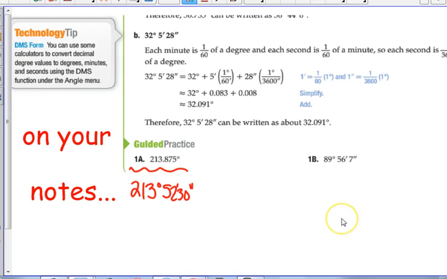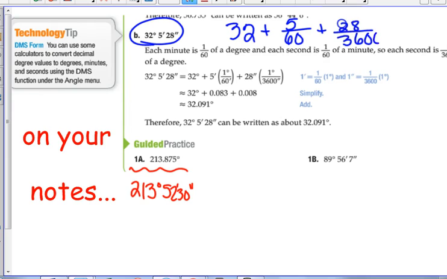Okay. If you're going backwards, in the good old days without a calculator, for this problem, I would have said I have 32 degrees plus minutes are 60ths of a degree, so I have 5/60ths plus, ooh, think about this for a minute. How many seconds in an hour? It's not 60. 60 times 60, yes, 3,600 seconds before you get to an hour. So that 28 seconds at the end has to be divided by 3,600.